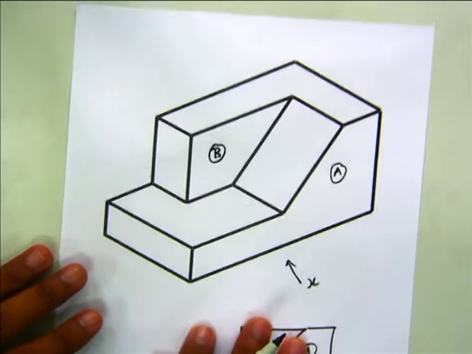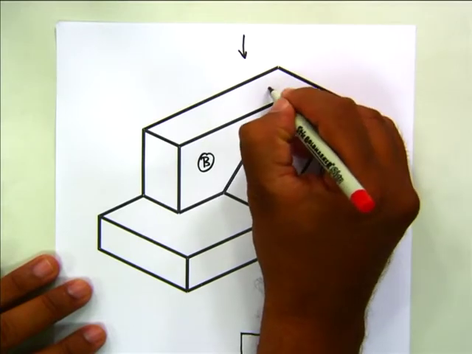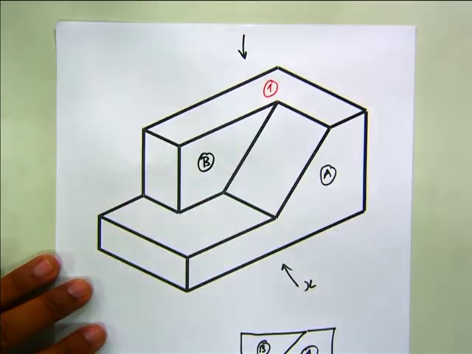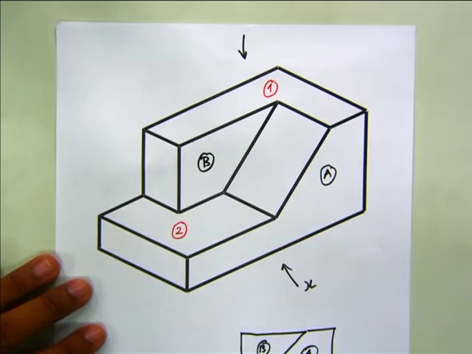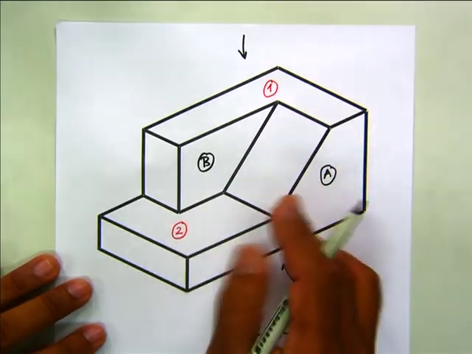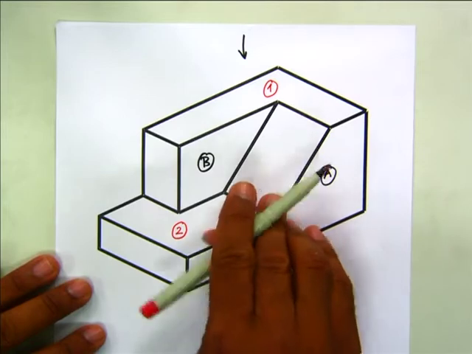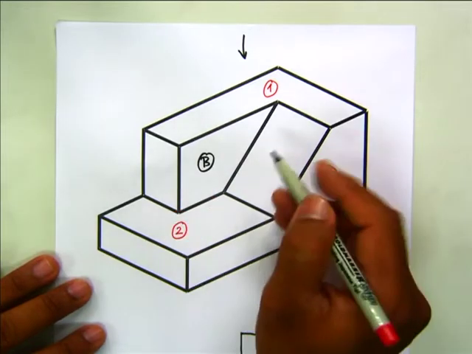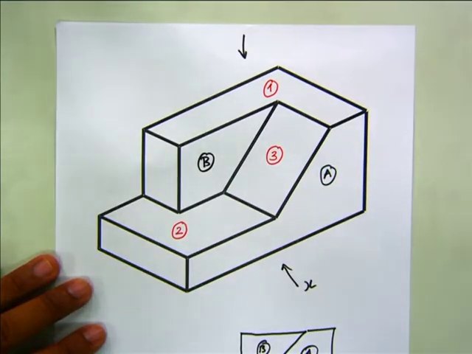When you are viewing from the top, what can you see? You can see 1, 2, and this of course is also slant, but when you are viewing from the top it becomes apparent. This is third.